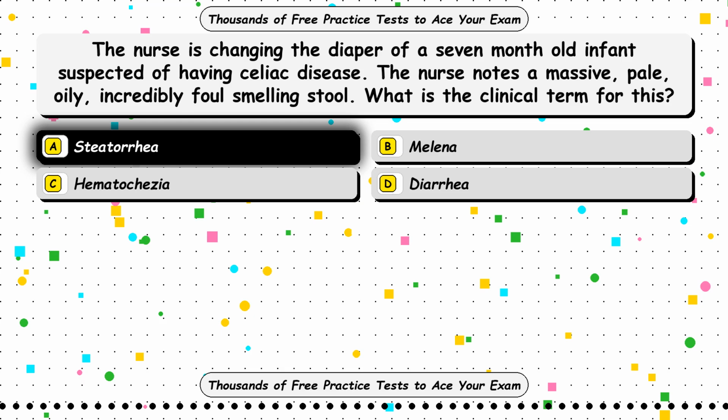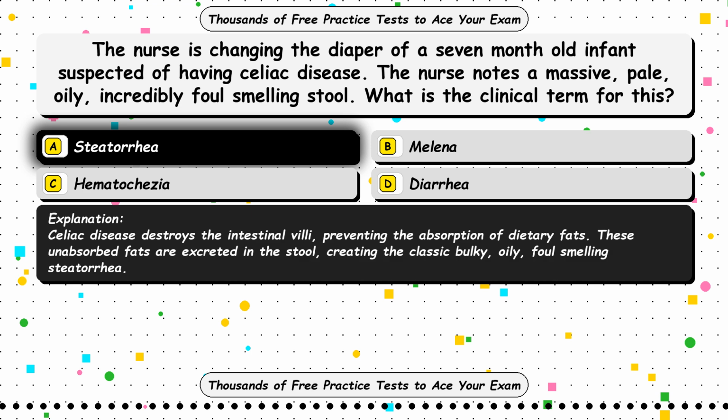The correct answer is option A, steatorrhea. Celiac disease destroys the intestinal villi, preventing the absorption of dietary fats. These unabsorbed fats are excreted in the stool, creating the classic bulky, oily, foul-smelling steatorrhea.